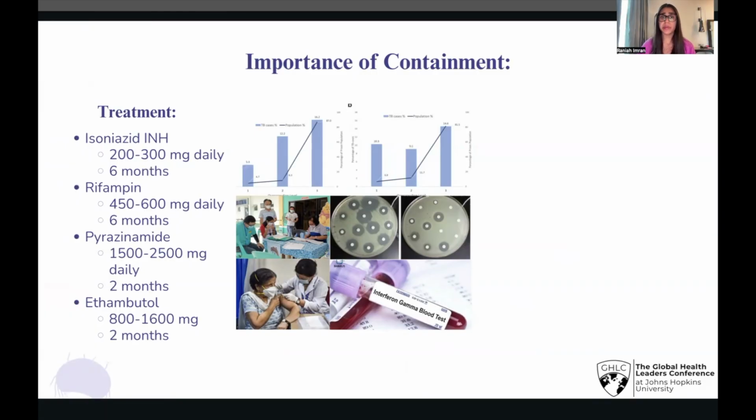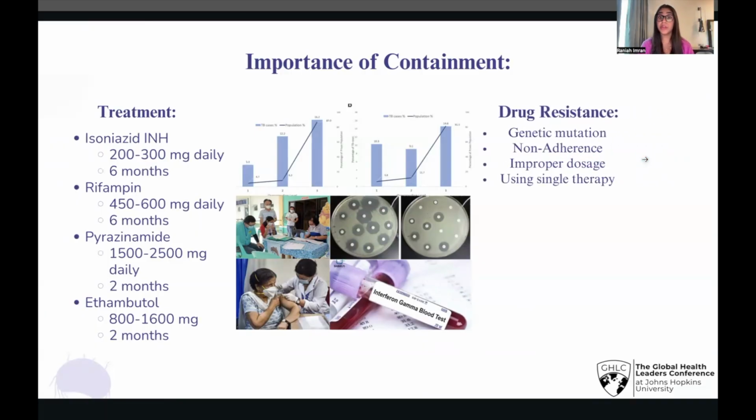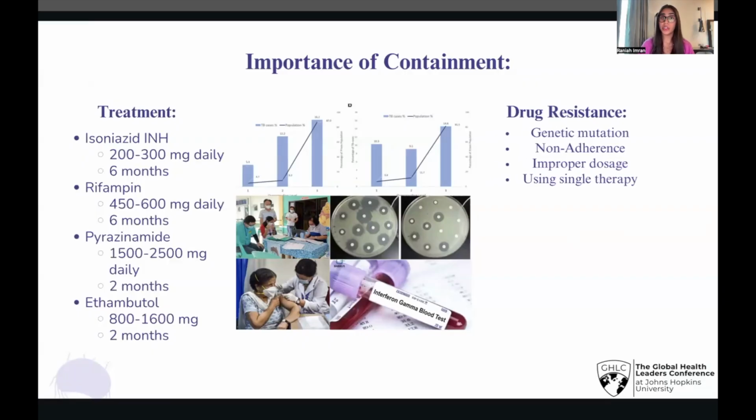However, the bacteria responsible for TB has a natural ability to develop genetic mutations that confer resistance to these antibiotics. Such mutations can alter the drug's target site within the bacteria and diminish its effectiveness. Resistance can also arise from other factors, such as non-adherence to the full course of treatment, incorrect dosages, or reliance on monotherapy rather than the recommended combination therapy.